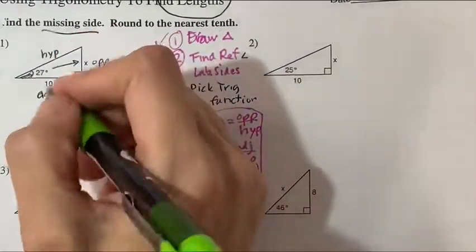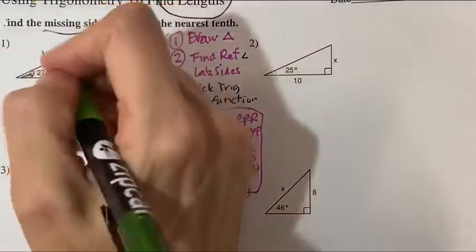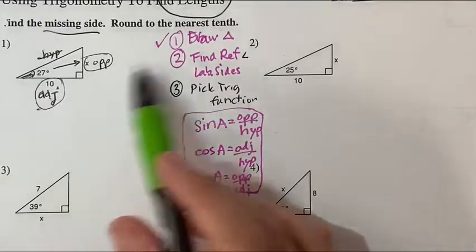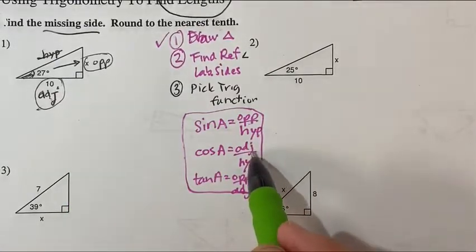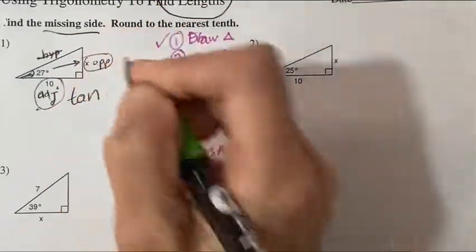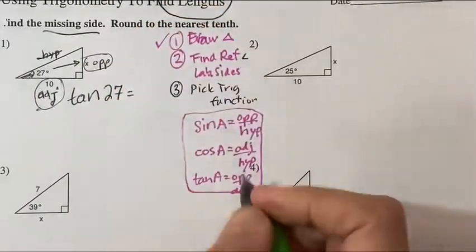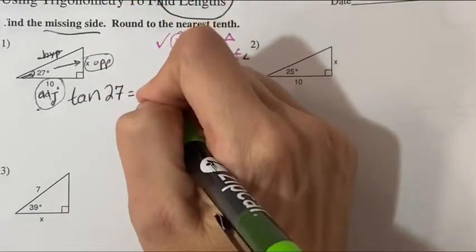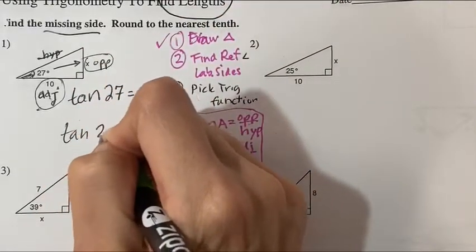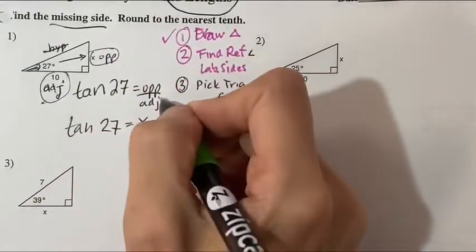So again, many of us already did this on the front, but these are the steps. So it looks like I have 10 for the adjacent side and x for the opposite side and nothing for the hypotenuse. So I'm looking for the formula that uses adjacent and opposite. I'm gonna pick the tangent function. So the tangent of my angle, which is 27, is equal to opposite over adjacent. So the tangent of 27 is, well, what have I labeled opposite? X. What have I labeled adjacent? 10.